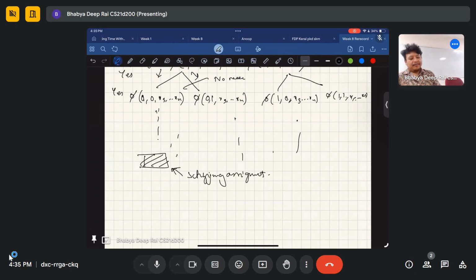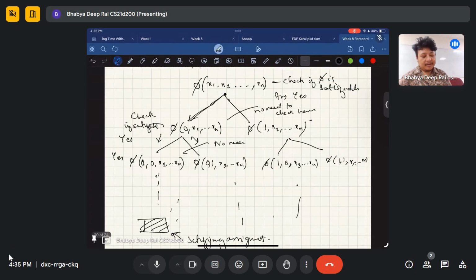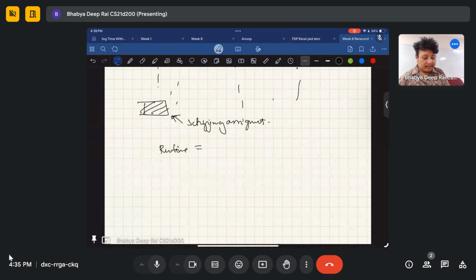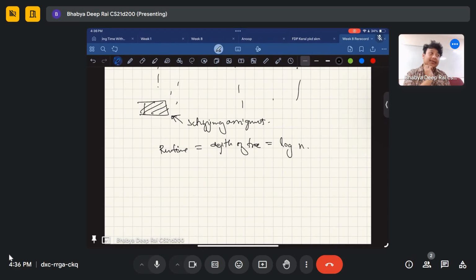And now what do you have? The algorithm. What is the running time of the algorithm? The running time of the algorithm is the depth of the tree. And what is the depth of the tree? It's log n, where n is the number of inputs. Okay. So that is called the self-reducibility.